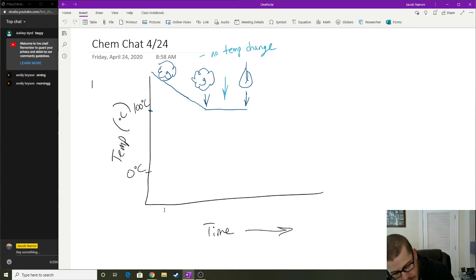No temp change. And instead, what we're looking at is an energy change. Now, because it's cooling down, it's not taking in energy anymore. It's now releasing energy. You've got to think: those gas molecules are moving so fast. They have a lot of kinetic energy, which hopefully you guys know is the energy of motion.